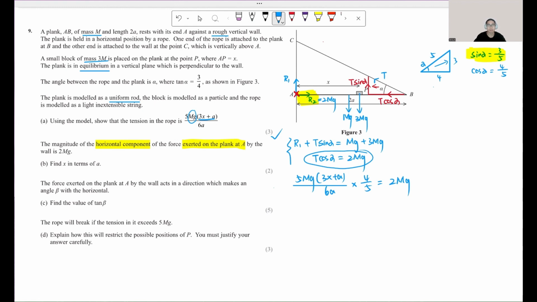We don't use the first equation because we just don't know what R1 is. In the second equation, we know everything. We know 2mg, we know cos alpha, we know tangent, we worked out in part A. That's why we use this one. So now just simplify.